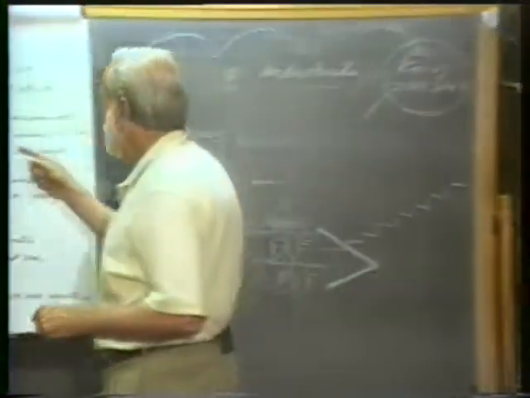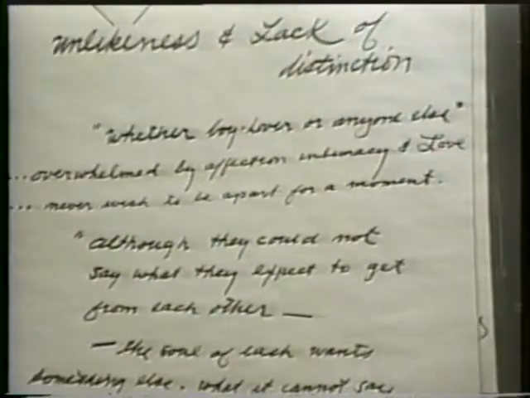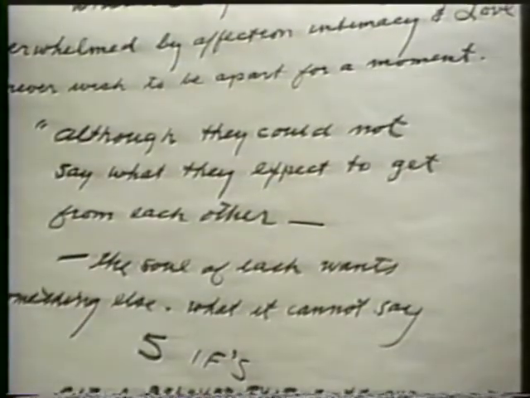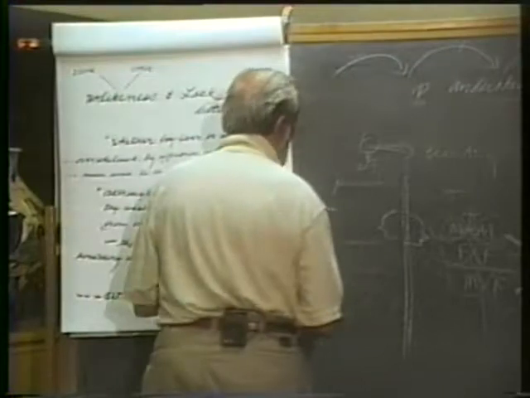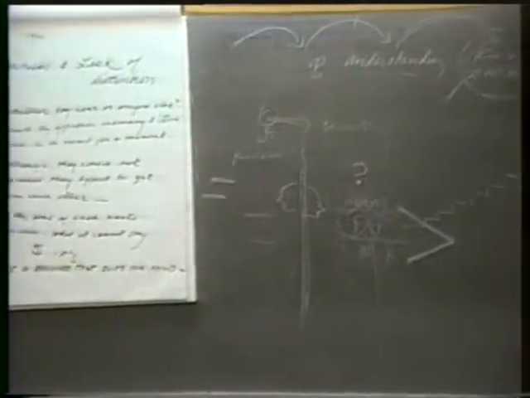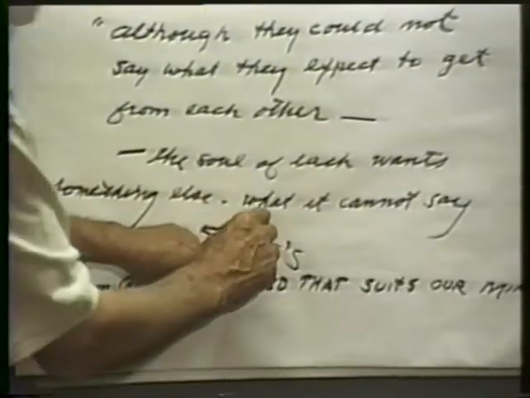Such a person is always inclined to be a boy lover or a beloved, as he always welcomes what is akin. So when any of these meets his own proper half, whether boy lover or anyone else, then they are wonderfully overwhelmed by affection, intimacy, and love, and never wish to be apart for a moment. Ah, here is the most interesting part. Although, he says, they could not say what they expect to get from each other. Therefore, there's something about their relationship that's a profound mystery. So when they get together, right, there's a great mystery. Because they can't exactly say what they expect to get from each other. Then he goes on, the soul of each wants something else. What? It cannot say.